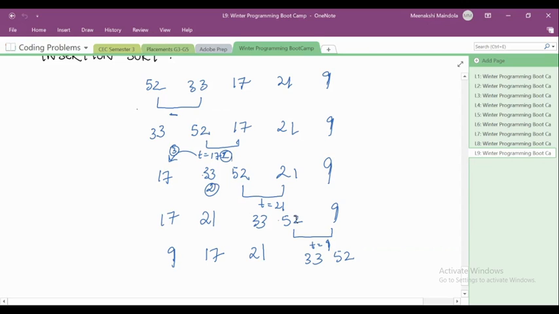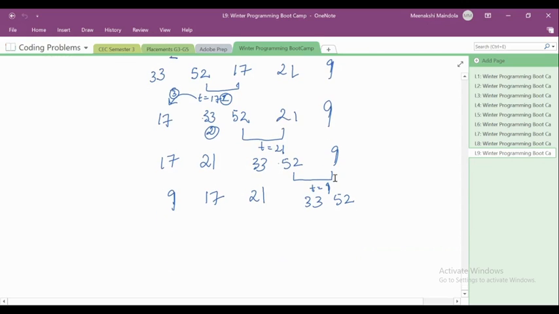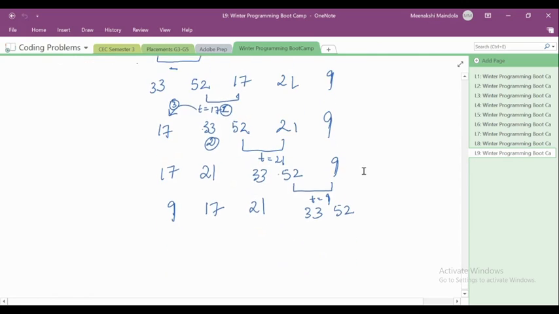So do you want me to write down the pseudocode, or is it simple for you guys?